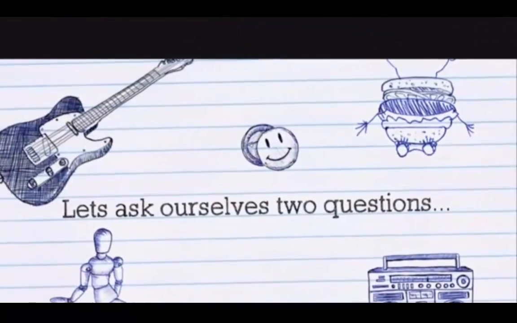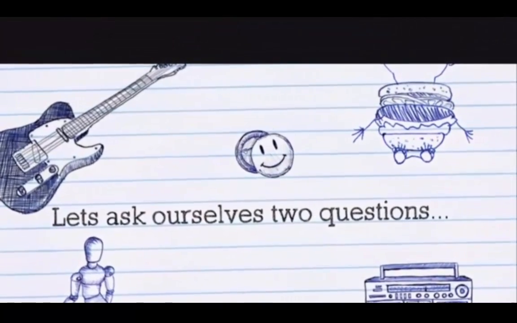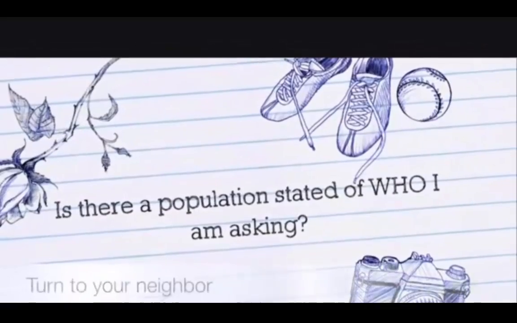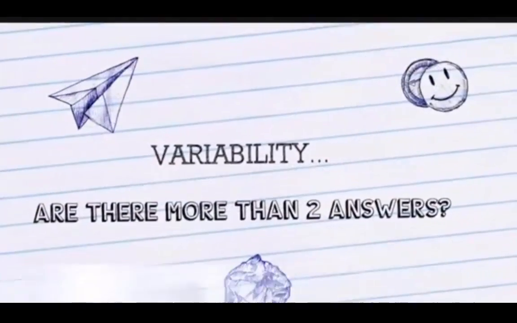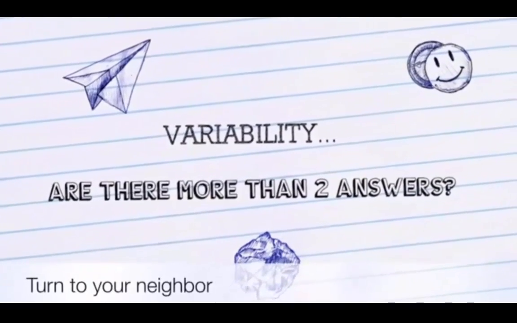Okay, so let's ask ourselves the two questions. Is there a population stated of who I am asking? What about the variability? Are there more than two answers?